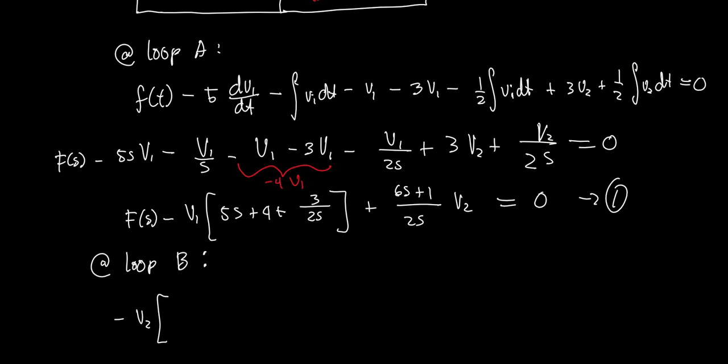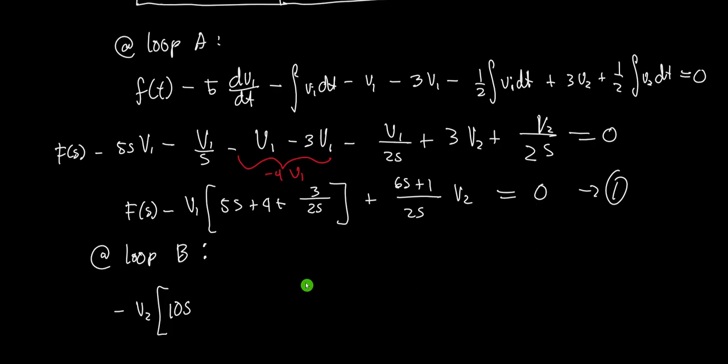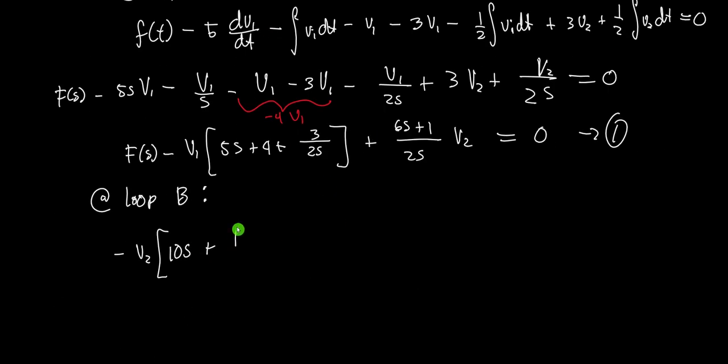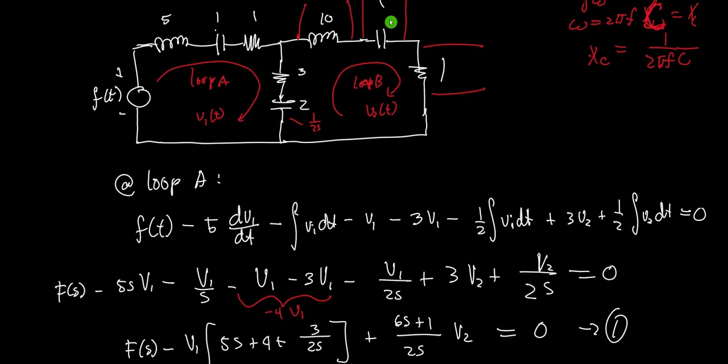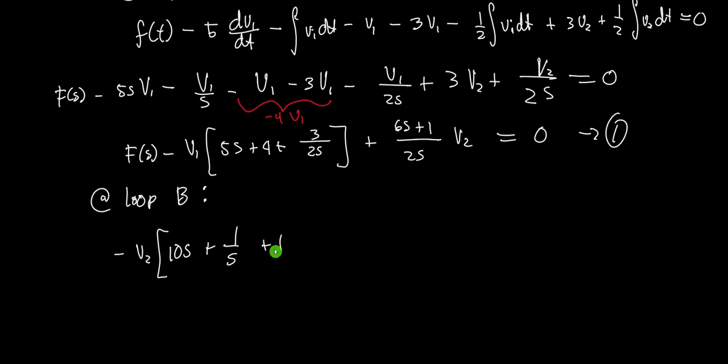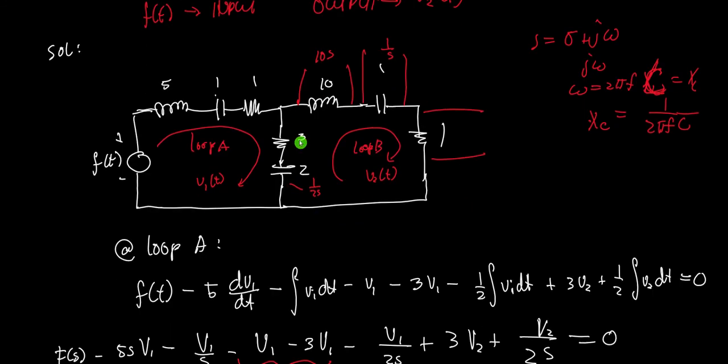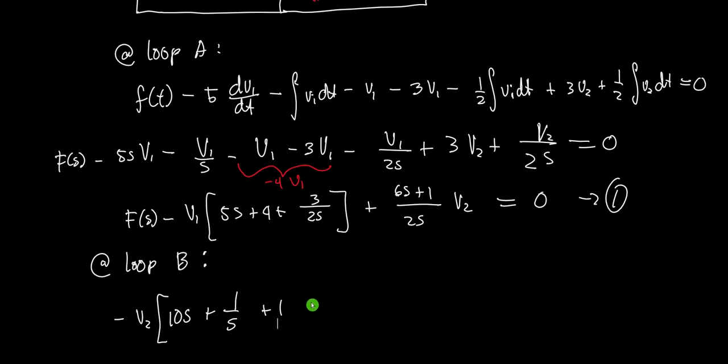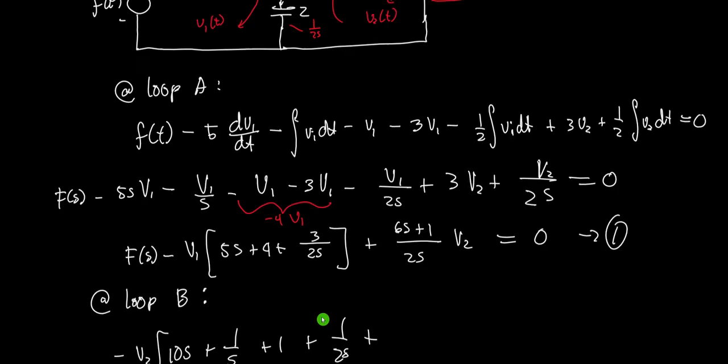We have 10s plus 1 over s, plus 1 over s, then we have here 1 plus 1, and for this part we have plus 1 over 2s plus 1 over 2s, then we have lastly for the resistance R3.